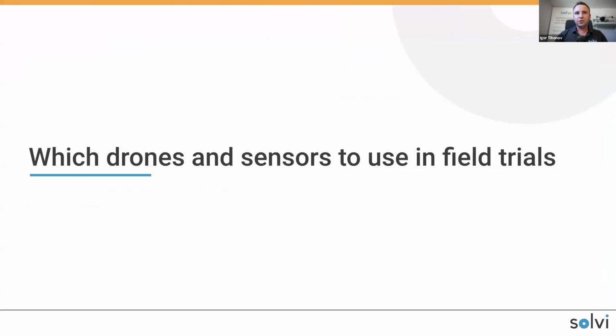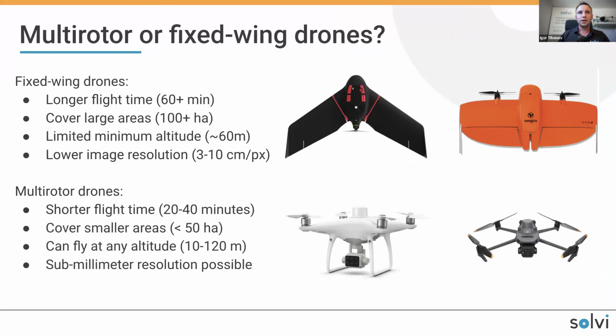But first, if you're new to using drones in agricultural research, or maybe considering upgrading your existing hardware, you're probably asking the question: which drone or sensor should you use? When it comes to drones, there are in general two types: fixed-wing drones and multi-rotor drones. Most are probably familiar with the second type.